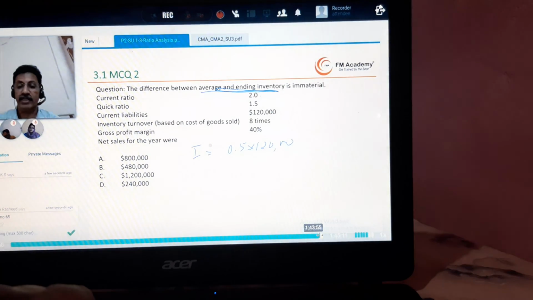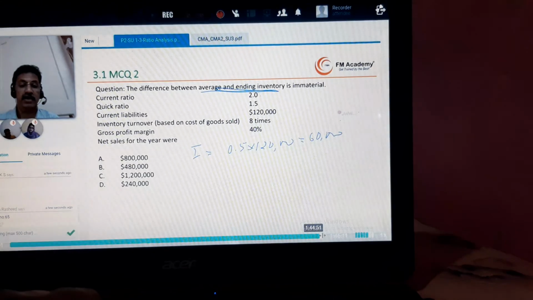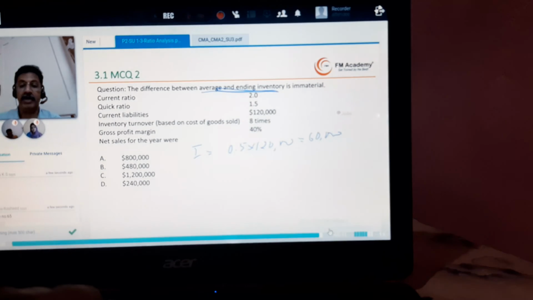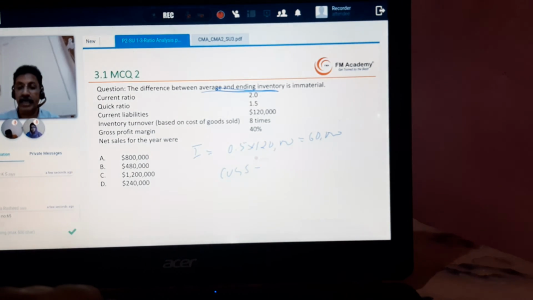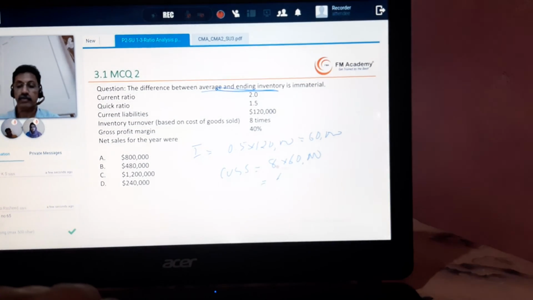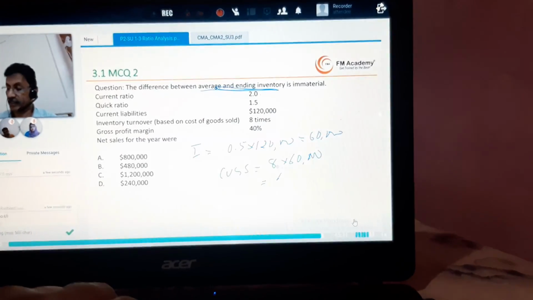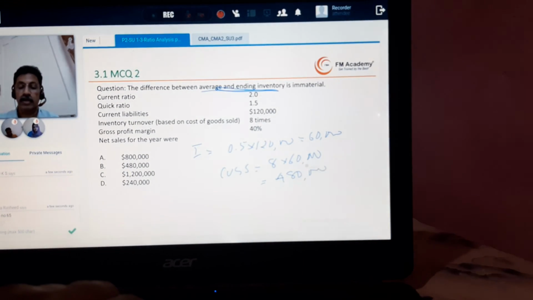Okay, so 60,000 is your ending inventory. That is the same as the average inventory, right? It's given, but even otherwise you have to assume. And the cost of goods sold divided by average inventory equals 8, right? So cost of goods sold is equal to 8 into inventory. So how much is it? 60,000 into 8, 480,000. This is the cost of goods sold.